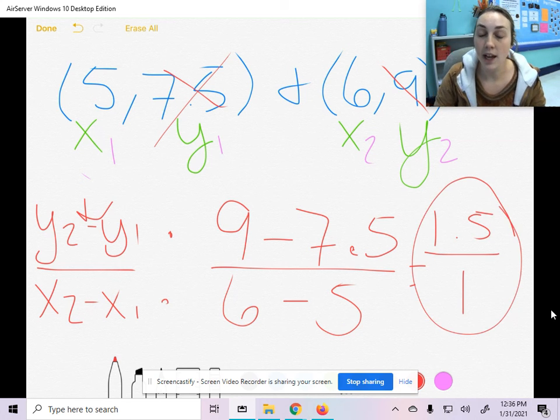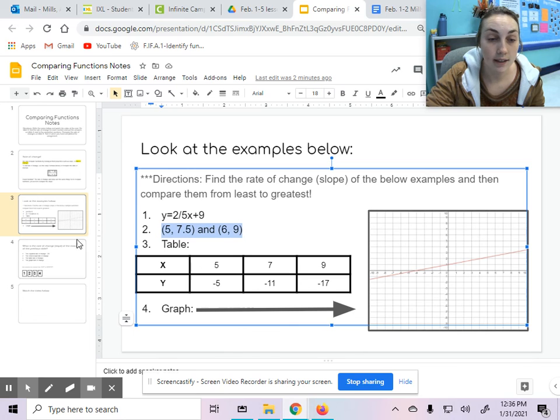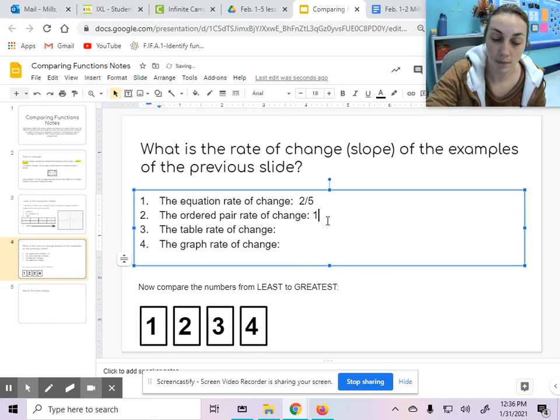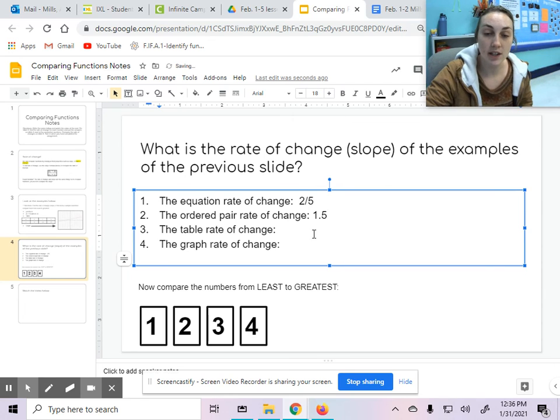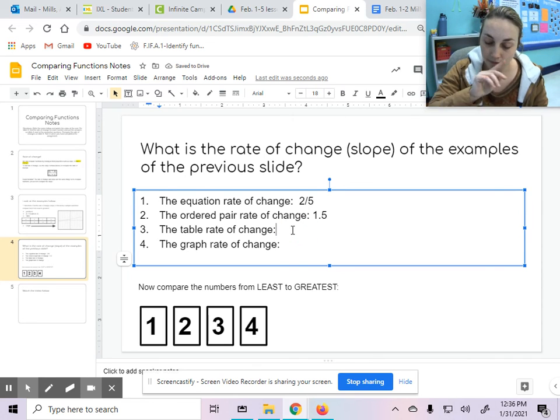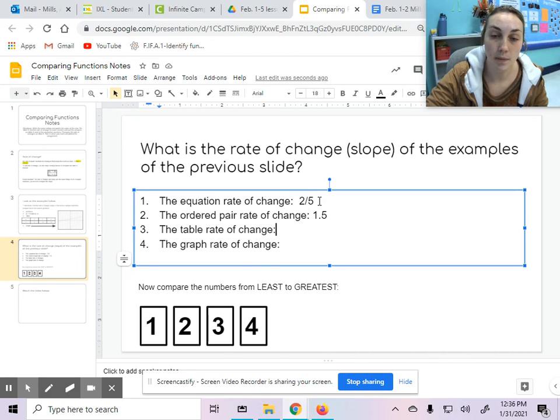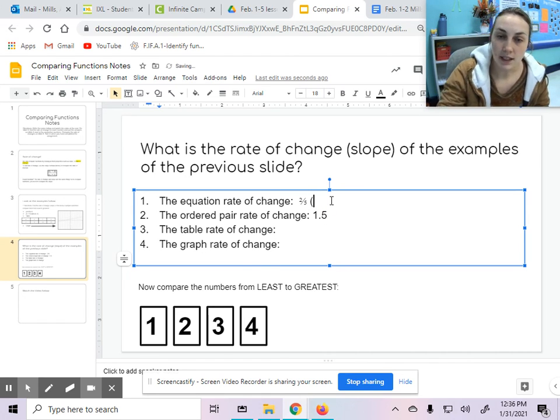So we have a rate of change of 1.5. So using that information, we can go back to our slope, and where it says number 2, we can write down 1.5 as our rate of change for that ordered pair. I'm noticing that some things are fractions, some things are decimals. So what I recommend doing when you're comparing is, make it to where it's easier to compare.